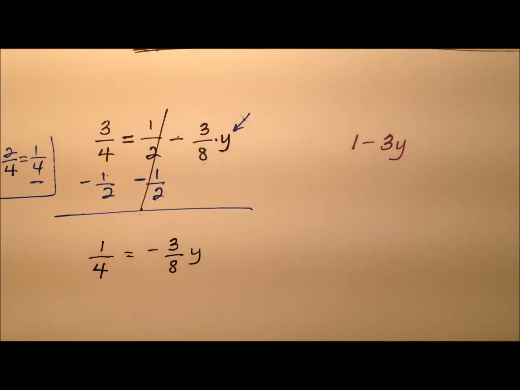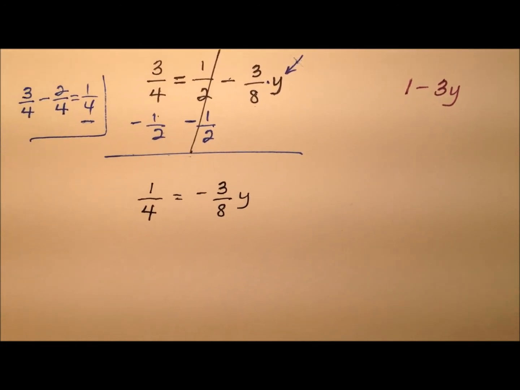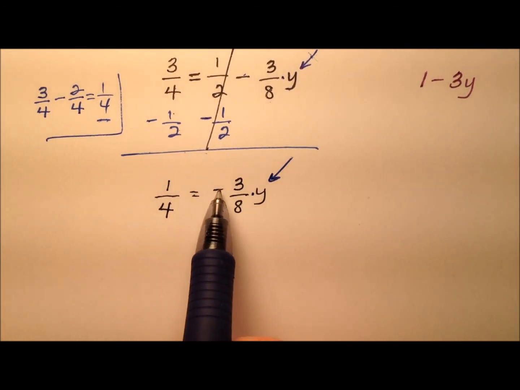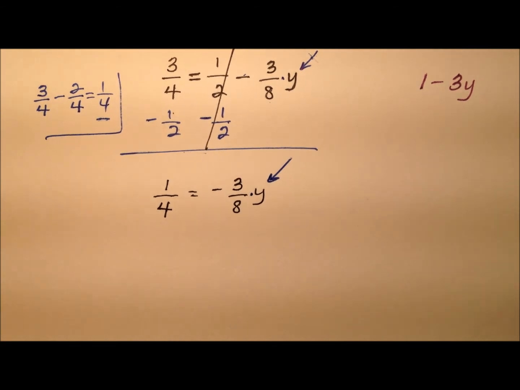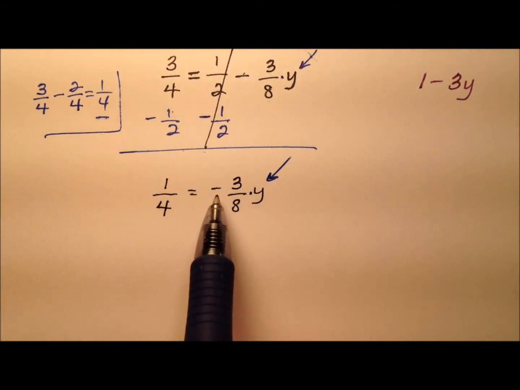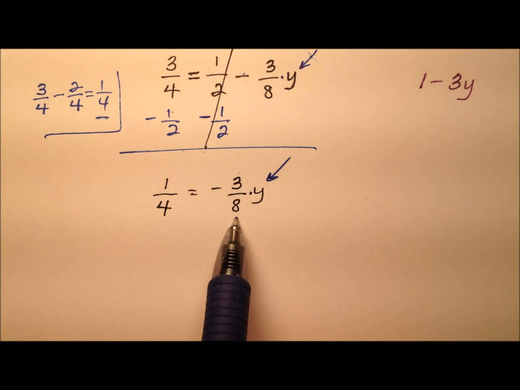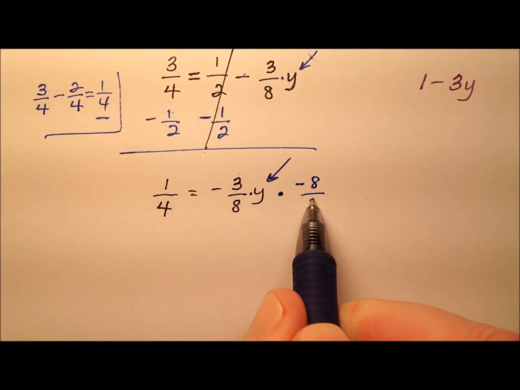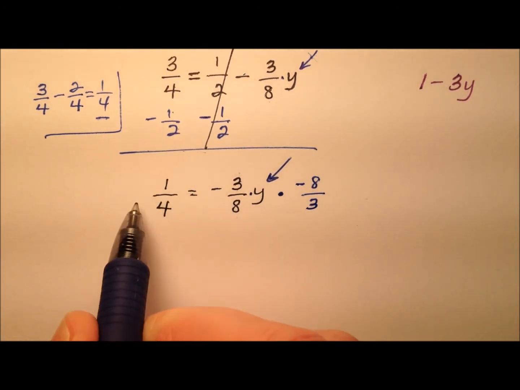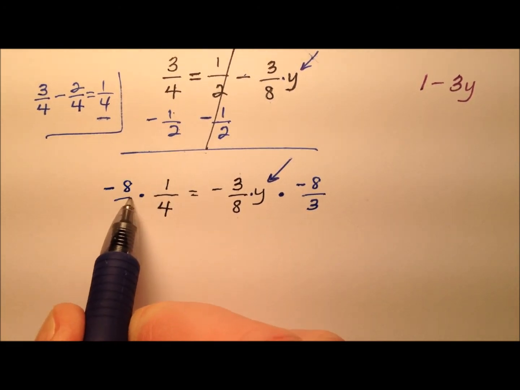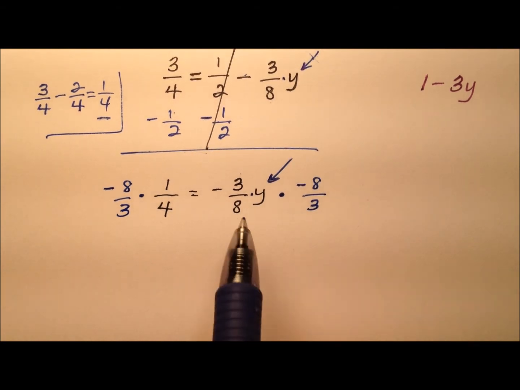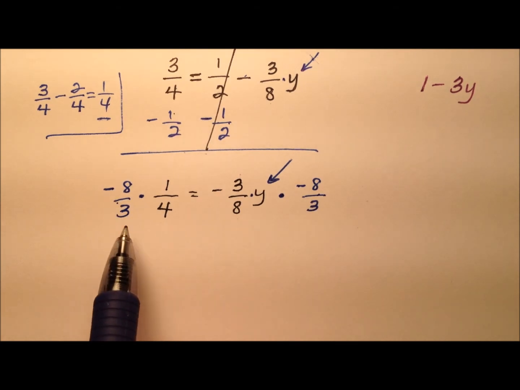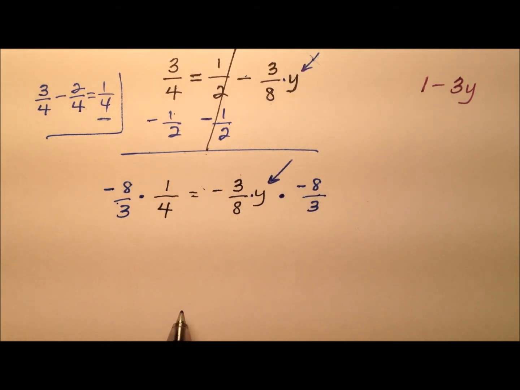Okay, so what are we going to do now to finish isolating this y value? Well, it's being multiplied by negative 3/8, so it seems like I need to divide both sides of the equation by negative 3/8. But remember, division by a fraction is really just multiplication by its reciprocal. So I'm going to go ahead and multiply both sides of this equation by negative 8/3. And so what I'm using here is the multiplication property of equality. So I multiplied the same value on both sides and everything stayed nice and equal.